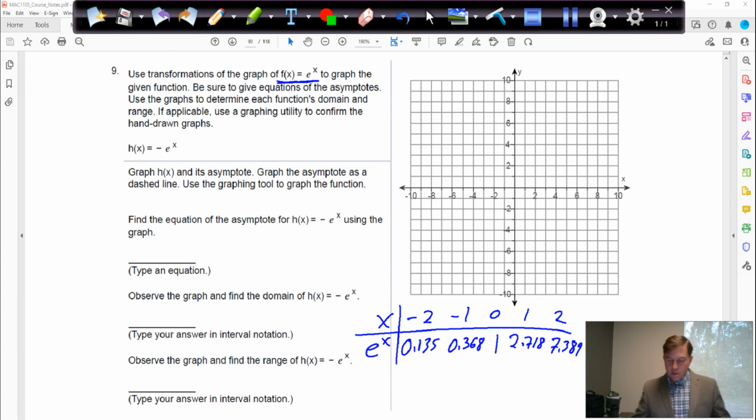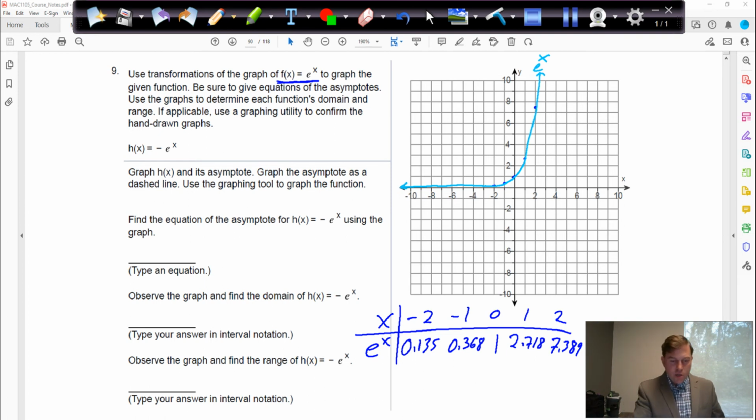So if we plot these, at -2, 0.135 is barely above the x-axis. At -1, 0.368, that's about a third of the way off. 0, 1. 1, 2.718, about there. And then 2, 7.389, about up here. About like that. A little trickier to do since these numbers aren't whole numbers that sit on a grid mark. So this is e to the x.